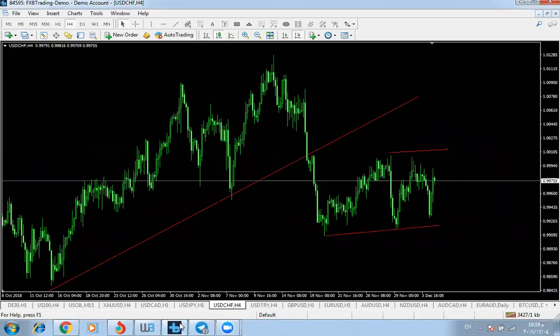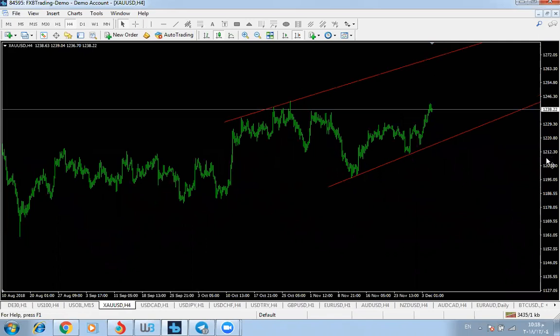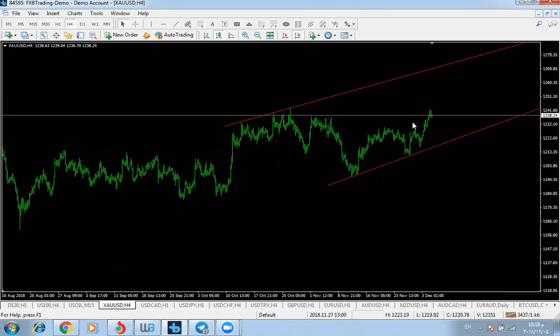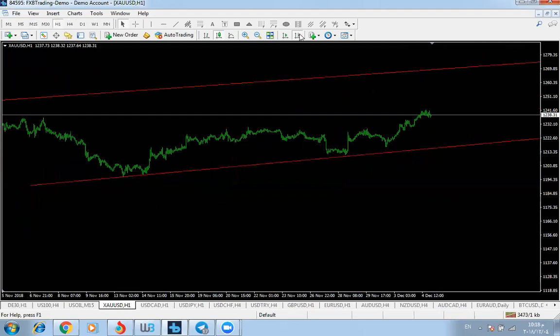Let me move to gold. Gold is moving to the upside. It is not correcting deeply to the downside, but we are still anticipating the price to move to higher areas from this price, and it is currently making a small correction. We might see it in the 1 hour or 15 minutes time frame.